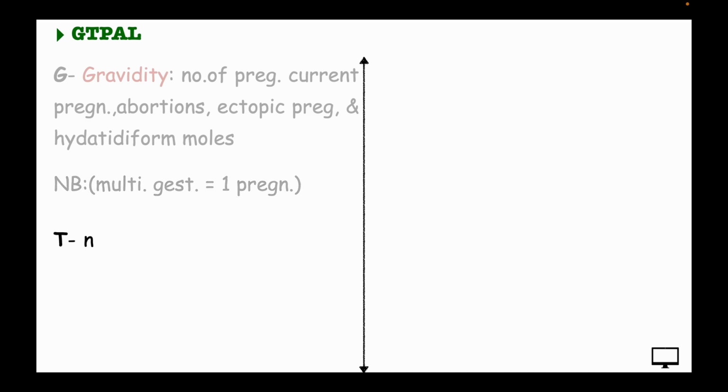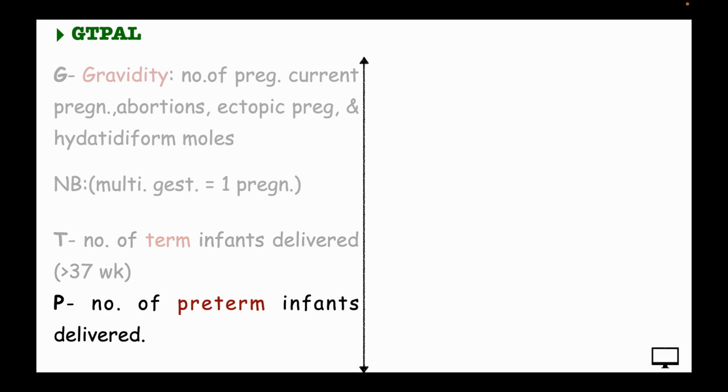Now, the T in the GTPAL system is the number of term infants which were delivered. That is at 37 complete weeks or more. Then we also have the P representing the number of preterm infants, that is before the 37 completed weeks of gestation.